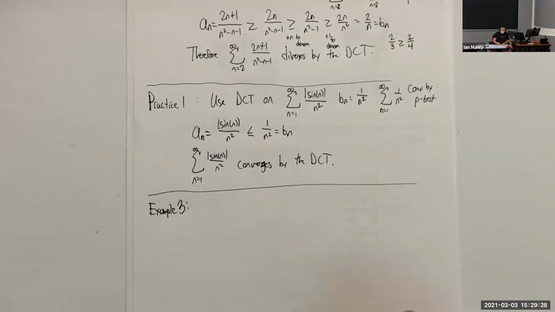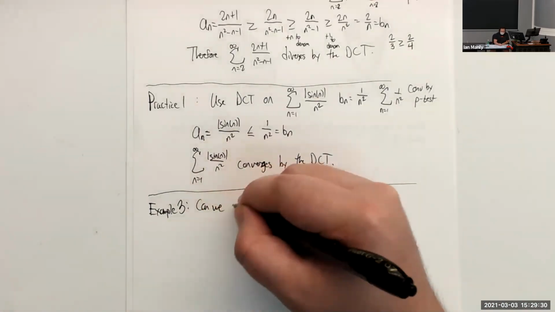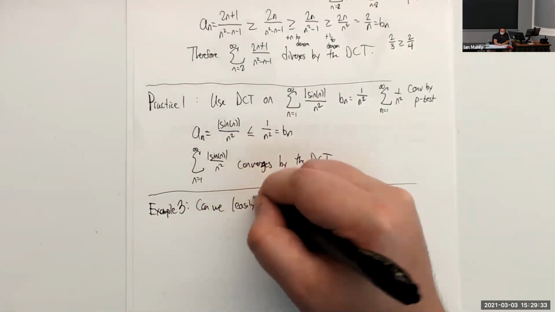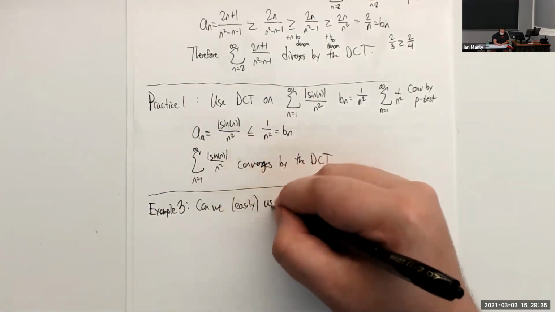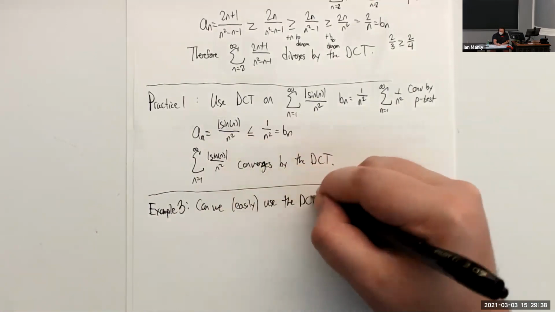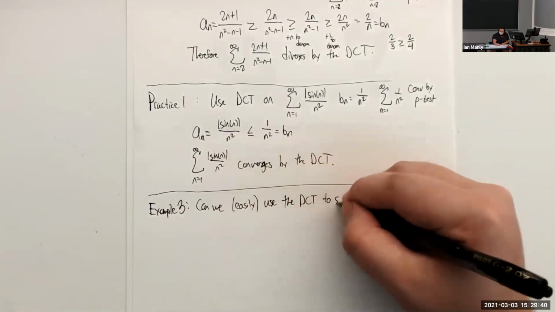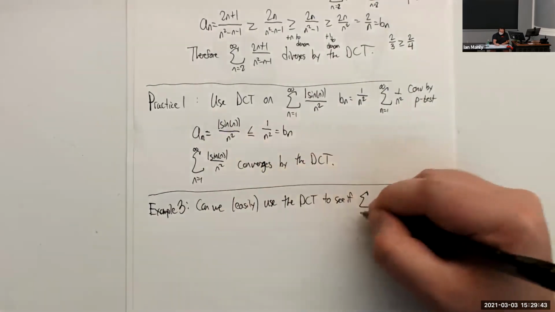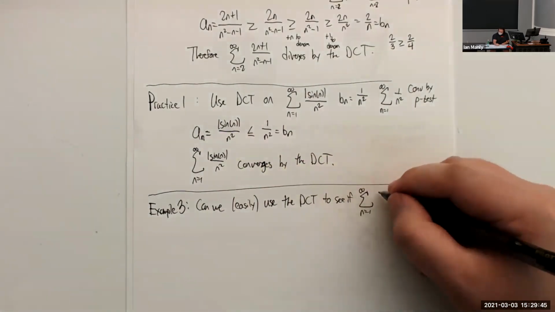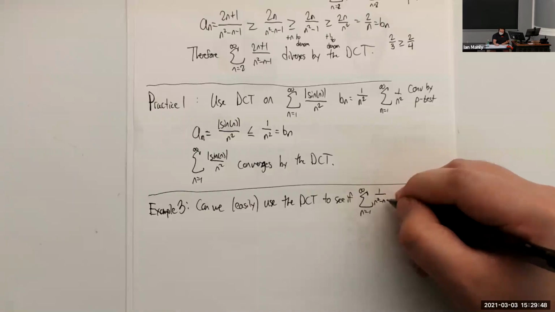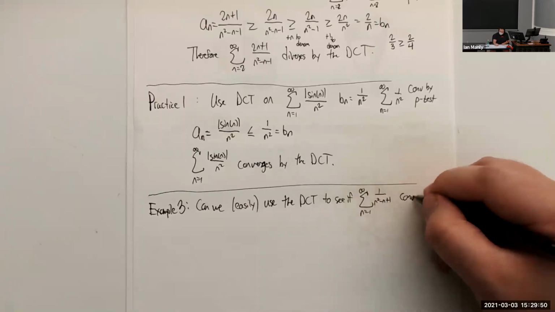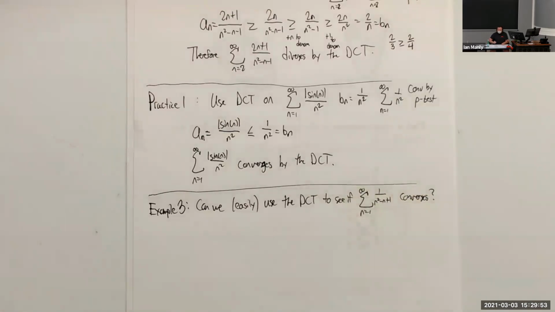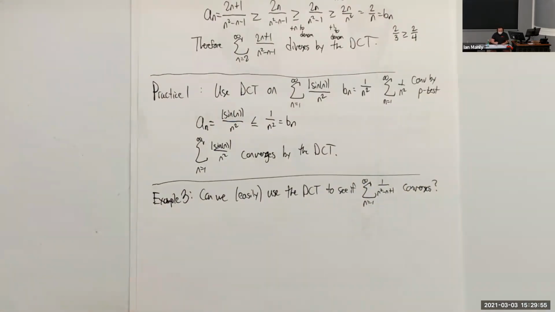All right, so this example: can we, and I'm going to put in parentheses, easily use the direct comparison test to see if the sum from n equals 1 to infinity of 1 over n squared minus n plus 1 converges? All right, well, I don't know. Let's give it a shot. So what do you think I would compare this to if I had to use the direct comparison test?